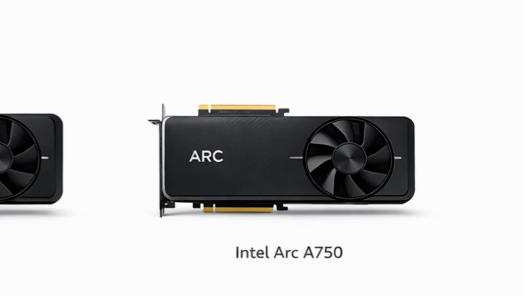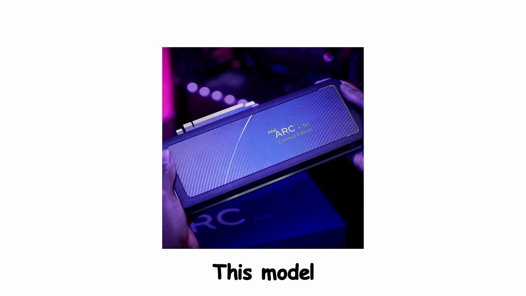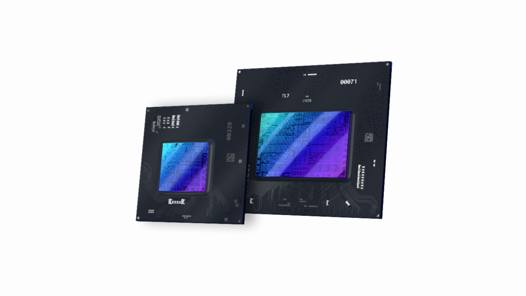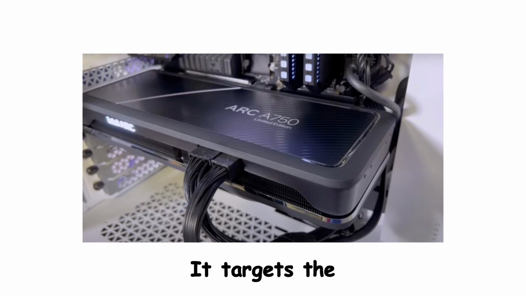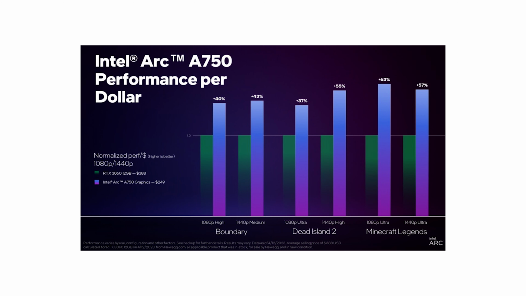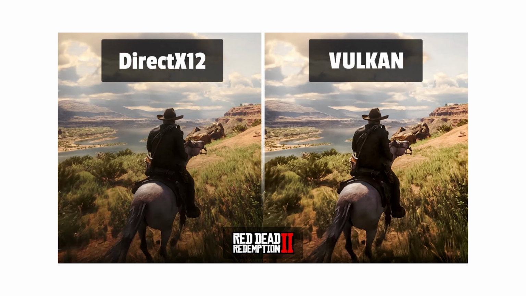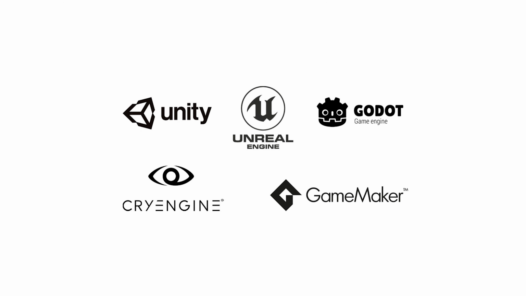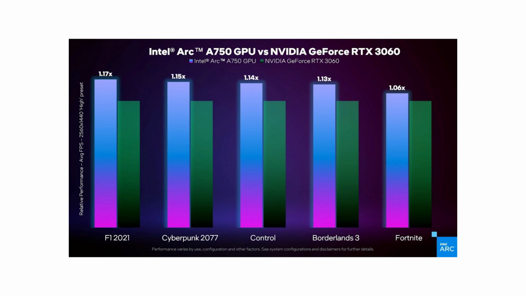Intel Arc A750. This model is slightly less powerful than the A770, but uses the same underlying architecture. It targets the mid-range gaming market and focuses on delivering strong performance in modern graphics APIs like DirectX 12 and Vulkan. Intel designed the Arc series with modern game engines in mind, which means performance can vary depending on how a game is built. Over time, driver improvements have helped stabilize performance and improve efficiency.